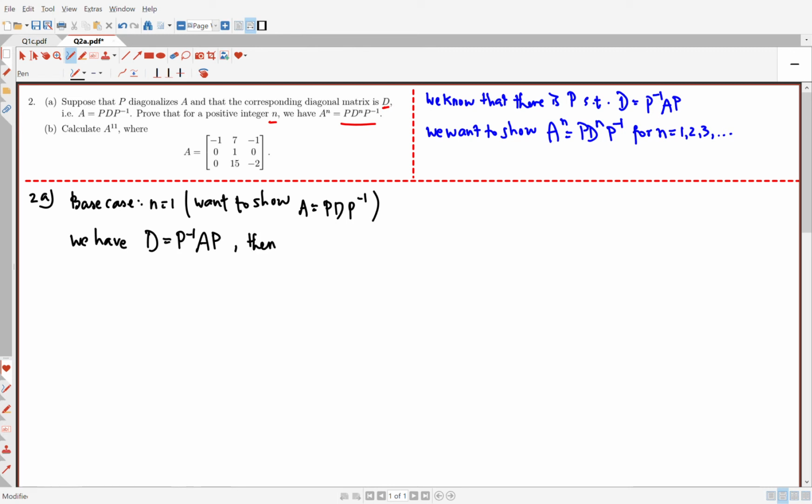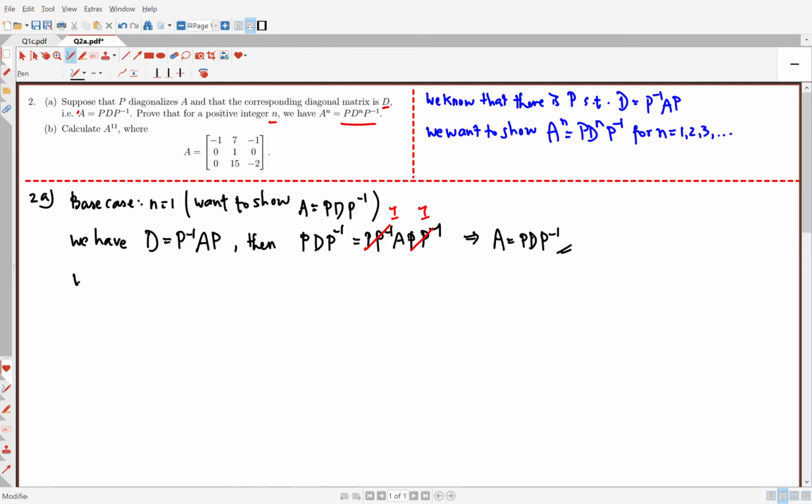Then I can multiply D on the left with P, so I will have P inverse AP, and I can also multiply P inverse on the right of D, so I will have this. And this is just the identity matrix, this is also just an identity matrix. So this means A is equal to P D P inverse. Okay, so for the base case we are done.